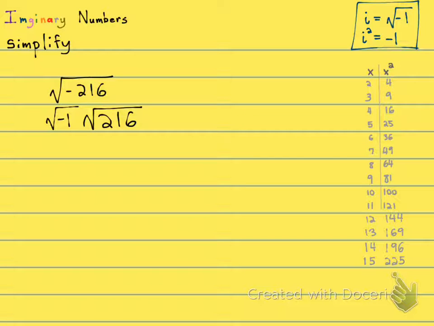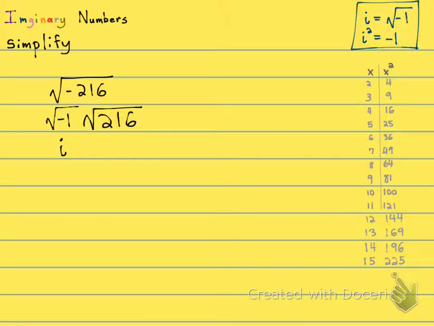Okay, and now this part, the square root of negative 1, I know that that's going to be i. That's the imaginary unit. But look at the square root of 216. Do I know the square root of 216? I look over here at my squares. I'm looking around 216. Do I know the square root of 216? No, I don't. But can I simplify it?